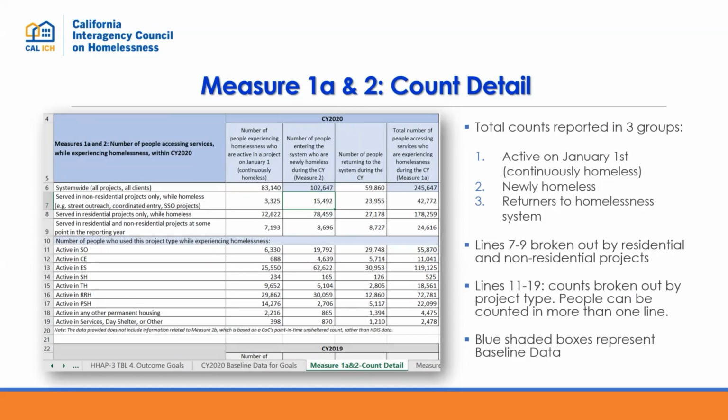Lines 11 through 19 show the number of people who experienced homelessness by the HMIS project type they were enrolled in during the year. Because people can be served in more than one project type during the year, these counts by project type do not add up to the count of unduplicated people who experienced homelessness during the year. Below line 19, you will find the same information for 2019 and 2018.